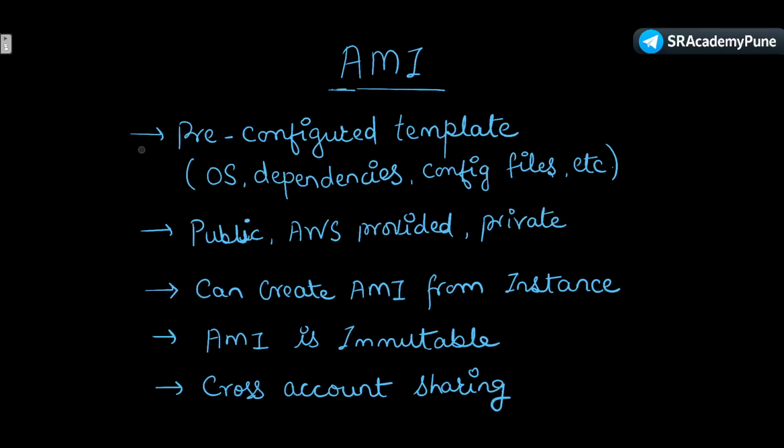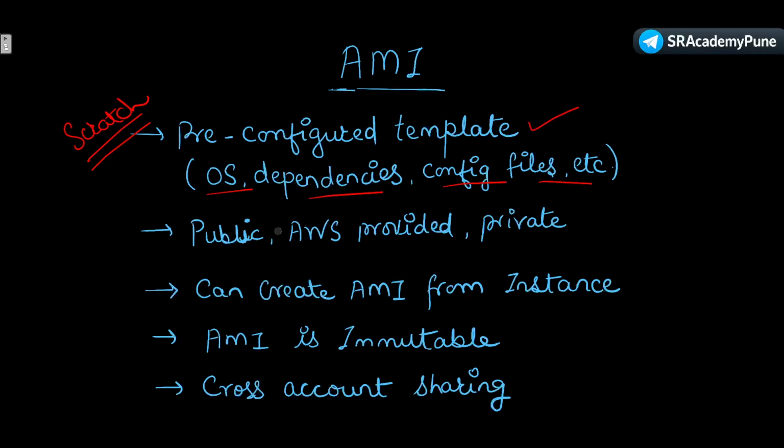So what an AMI actually is. Think of an AMI as a pre-configured template that you can use to create an EC2 instance. What do I mean by a pre-configured template? Certain things like OS dependencies required for that OS or some other dependencies and some config files, etc. are pre-configured in that template or in the AMI. This is done so that you don't have to create an EC2 from scratch. They just provide you an AMI, you use it and you create an EC2 instance and you get certain things pre-configured on that instance.